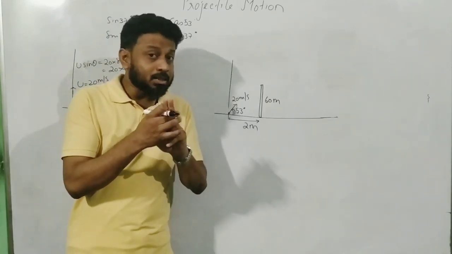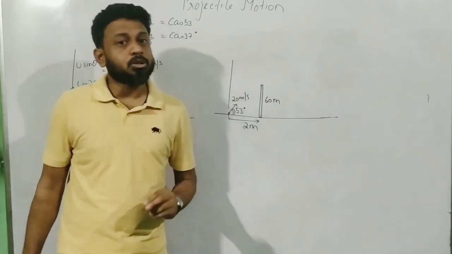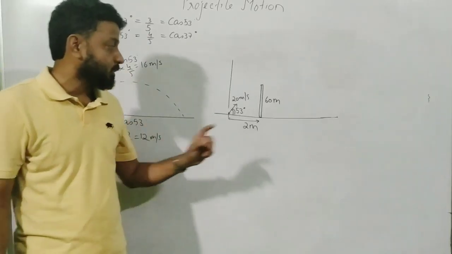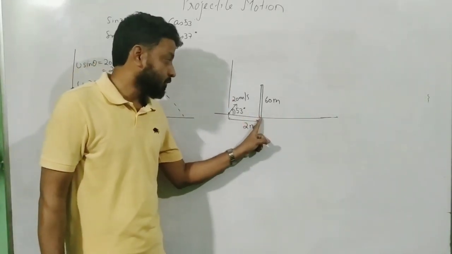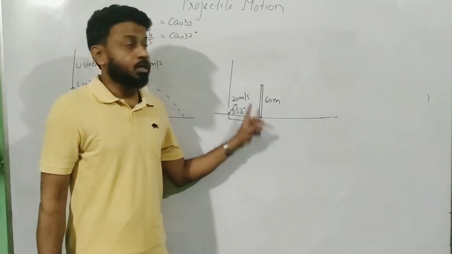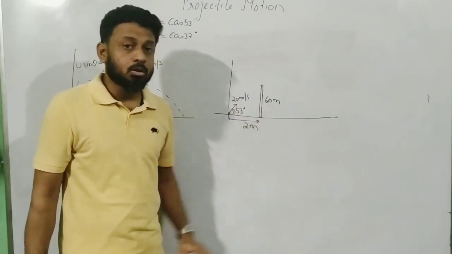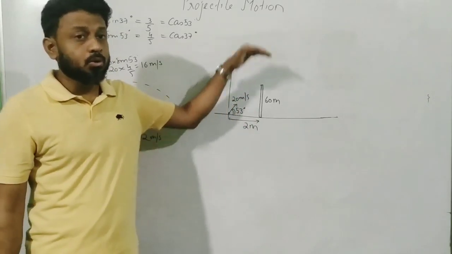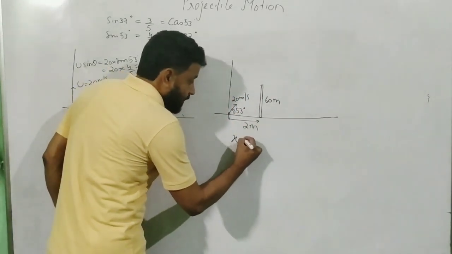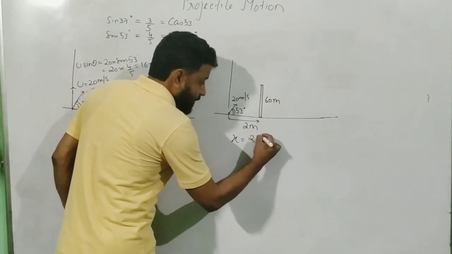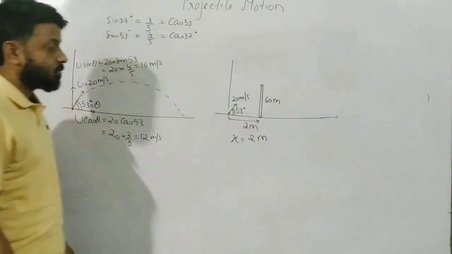And this event is happening at one particular position along the x direction, and that position is 2 meter. So whatever is going to happen, whether it is going to hit or go above it, it is going to happen at a position of 2 meter along the x direction. So one thing is sure for us: whatever is happening over here is going to happen at x equal to 2 meter.